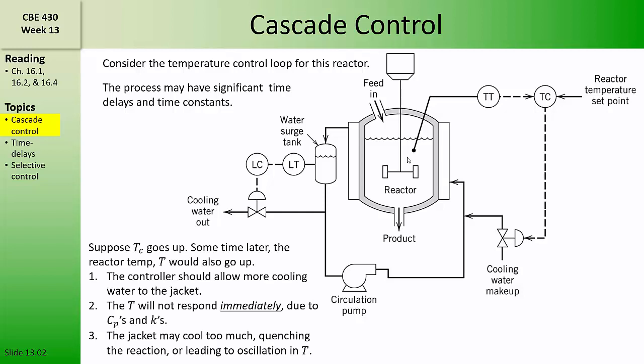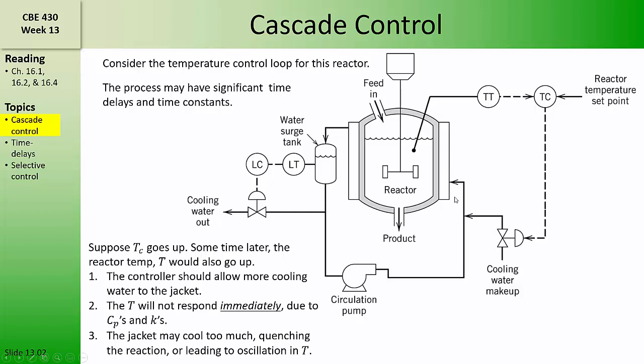Suppose that there's a positive perturbation in the cooling water temperature. At some later time, the temperature of the reactor contents will also go up. The controller should then allow more cooling water into the jacket. But the temperature of the fluid in the reactor that's being measured, T, will not respond immediately when Tc goes up, due to heat capacities and thermal conductivities.